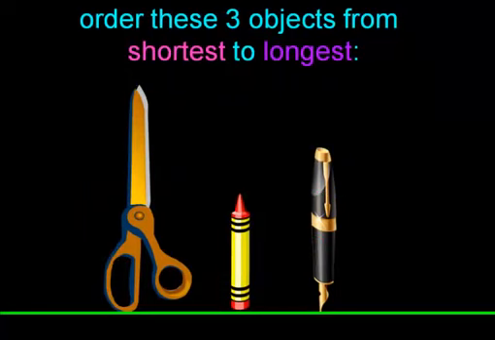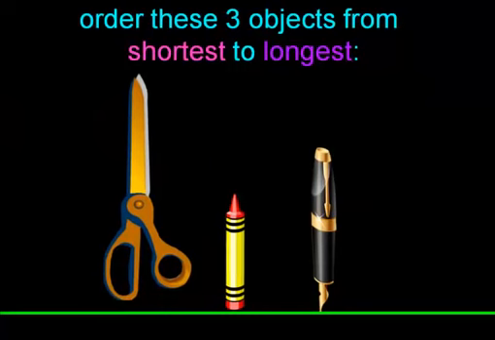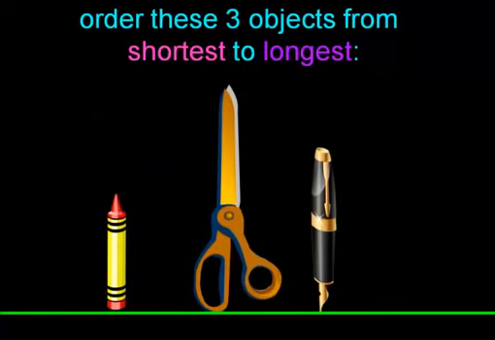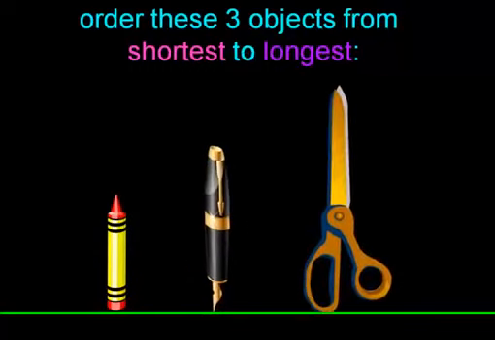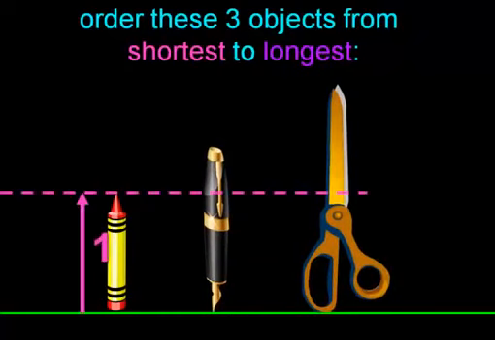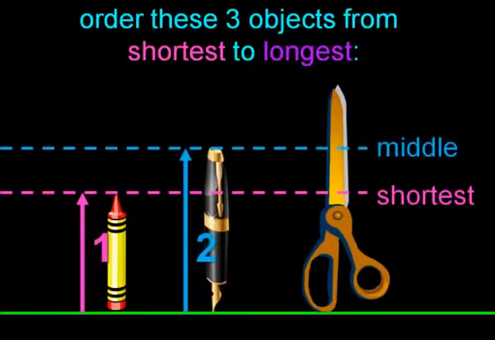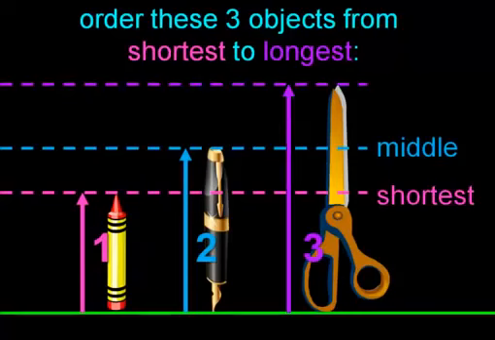So now we know we want the crayon to be first, so let's switch the order of it and the scissors so that it is the first object. Now the pen should be second, so let's switch that with the scissors. Now we have our three objects arranged so that the shortest object, the crayon, is first. The pen is next because its length is between the length of the crayon and the length of the scissors. And finally, the scissors are last since they are the longest object.